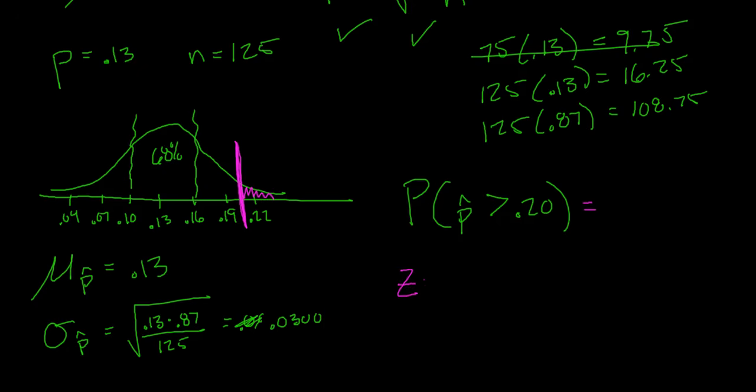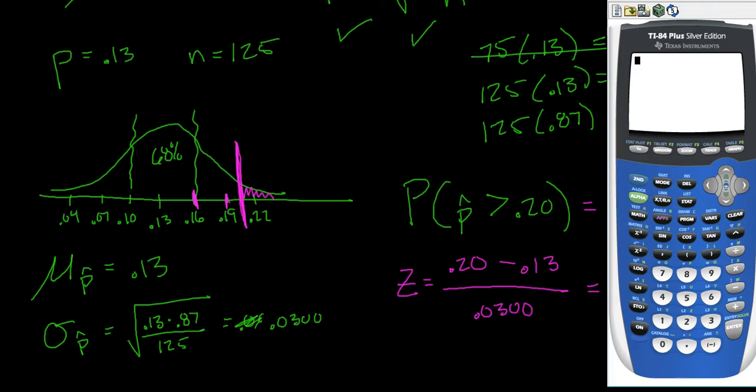I just need the z-score first, because remember, to use normal CDF, you need the z-score. So where does 20% fall in terms of this model? Well, I'm going to subtract the center, 0.13. I'm going to divide by the standard deviation, 0.03, and I'm going to get my z-score. So 0.2 minus 0.13 divided by 0.03. Sorry, I did some math wrong on my calculator. And I get 2.3333. And again, that actually makes sense because here's one standard deviation, here's two standard deviations, and it's a little bit more than 2.